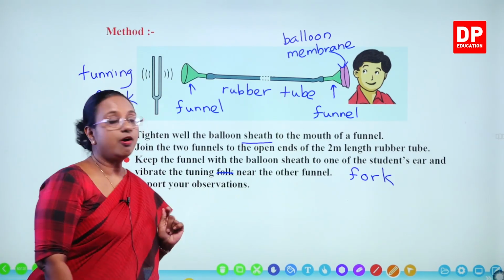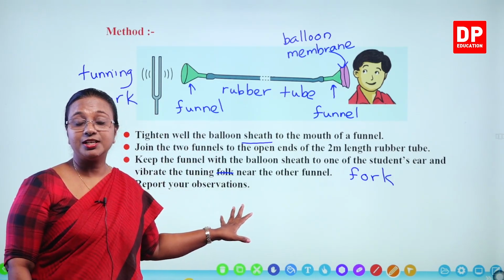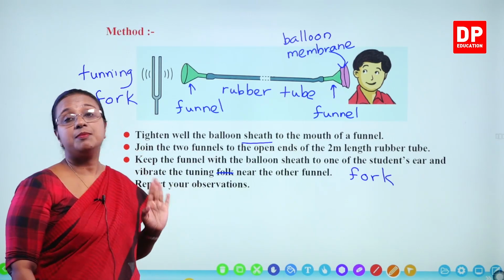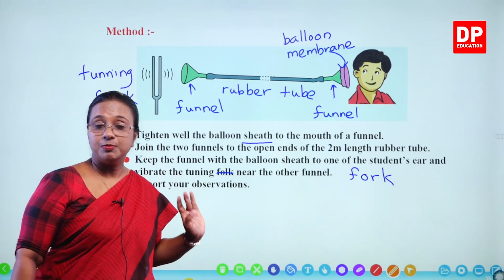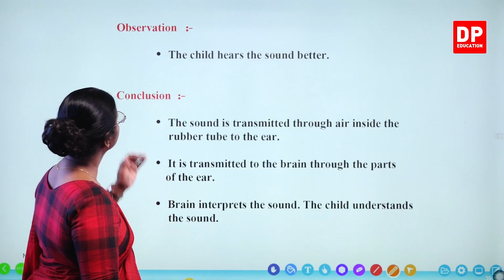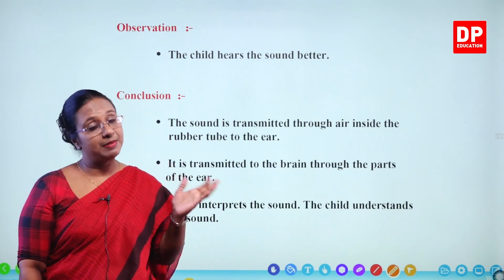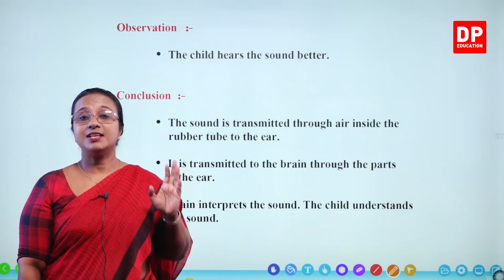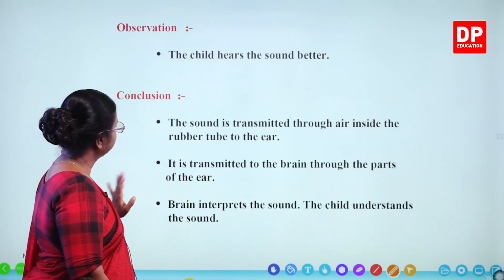So report your observation. So once you do this activity, I have explained it to you all clearly. You have to report the observation. What happens? So now I will move on to the observations. So the observation will be that the child hears the sound better, and we are just trying to understand how sound is transmitted. So the conclusion.